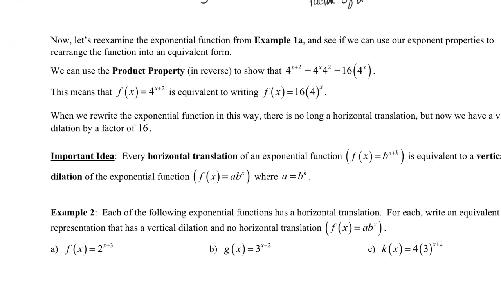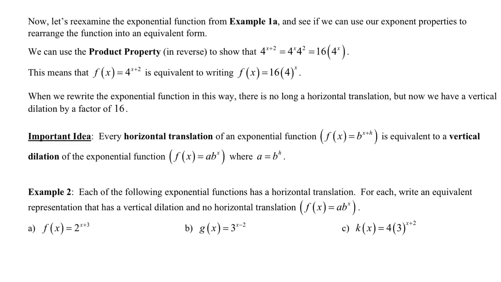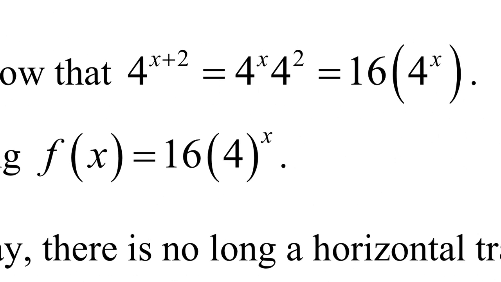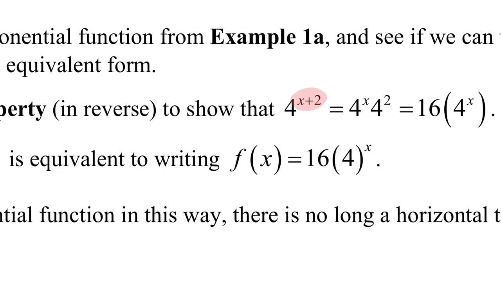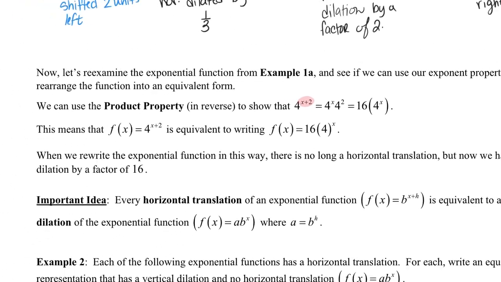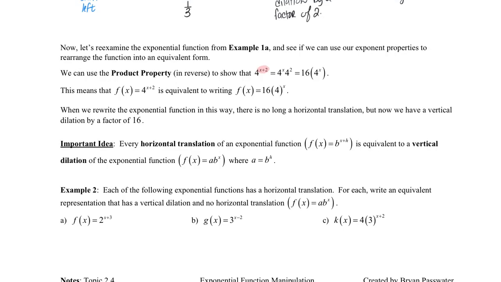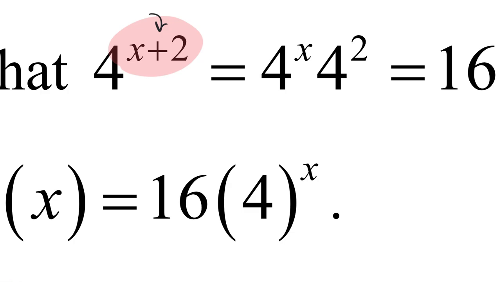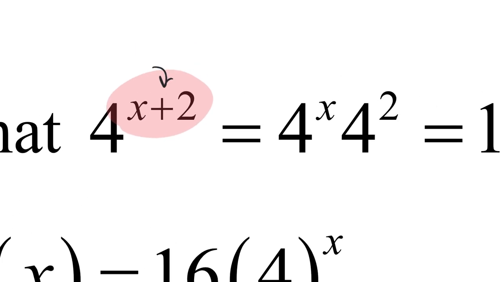So what I want to do now is take a look at those product properties and apply them to our functions. Earlier we talked about whenever I have an exponent like x plus 2, or 4 to the power of x plus 2, I can rewrite that. So here's where I'm at in our notes, that front page. I can rewrite addition of an exponent as multiplication.